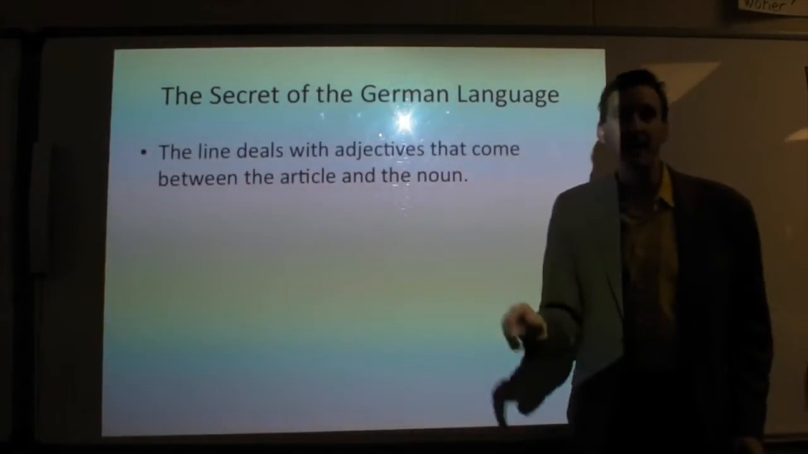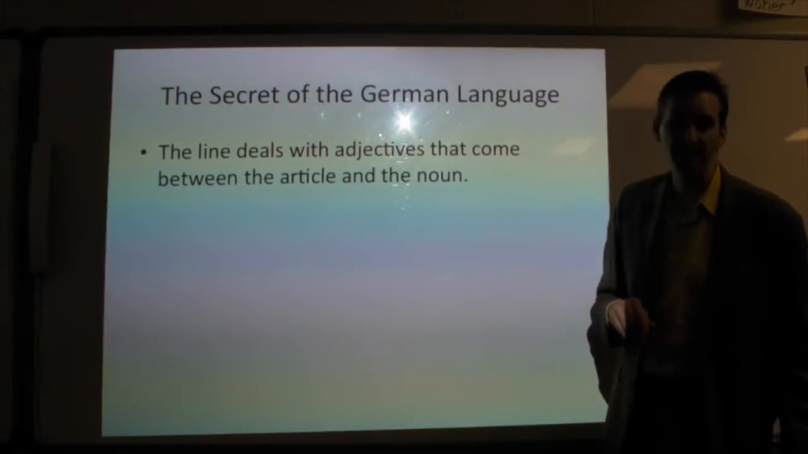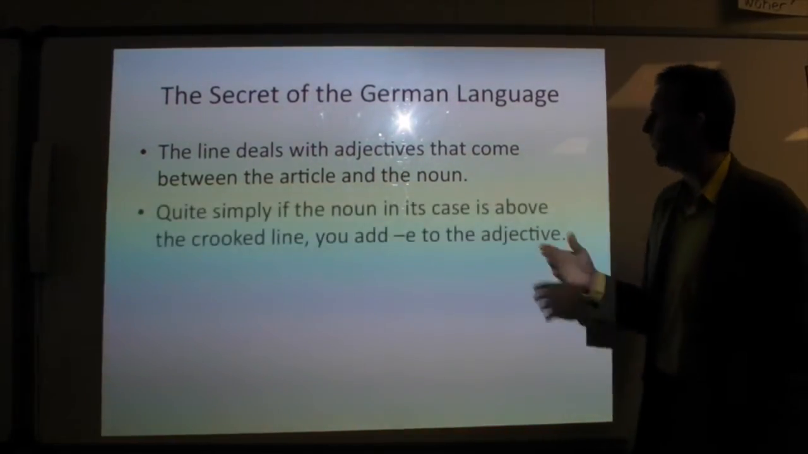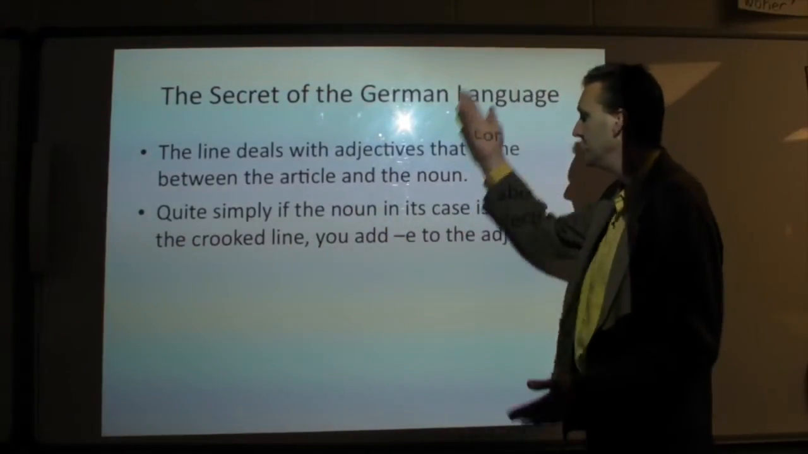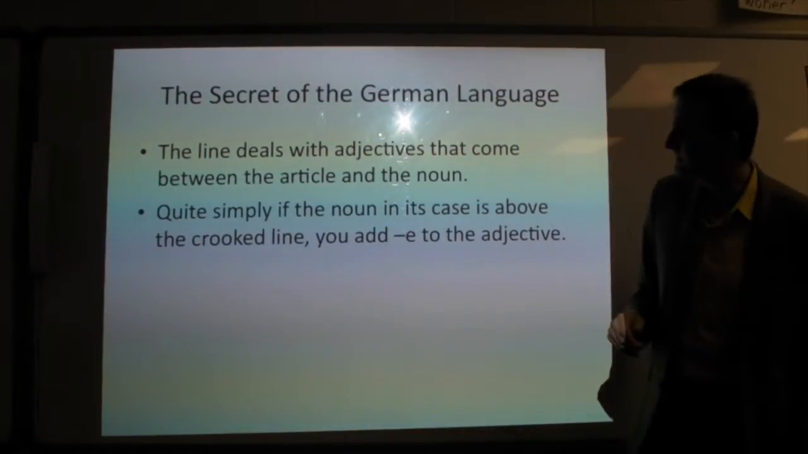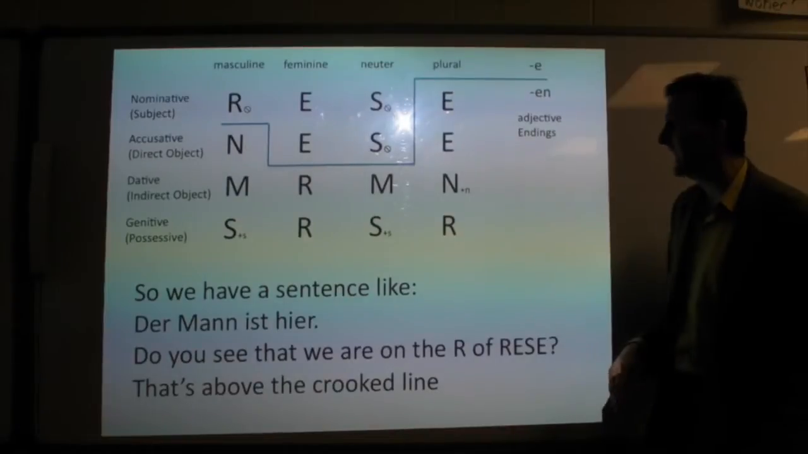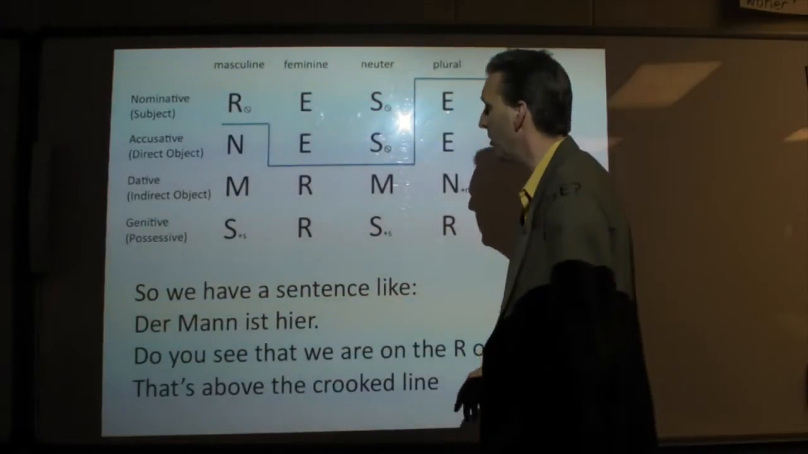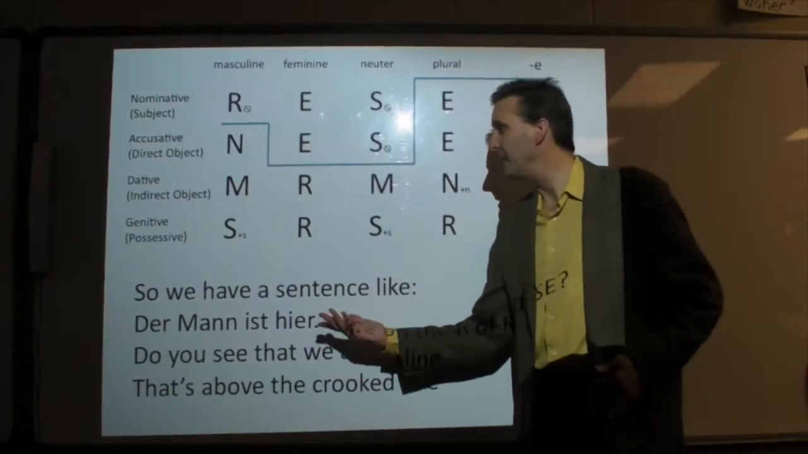So that crooked line deals with adjectives that come between the article and the noun. Okay? Quite simply, if the noun in that whole case and everything is above the line, you're going to add an E to the adjective. And if it's below the line, then you're going to add an EN to the adjective, and it's really not that bad. So, we have a sentence like, Der Mann ist hier.